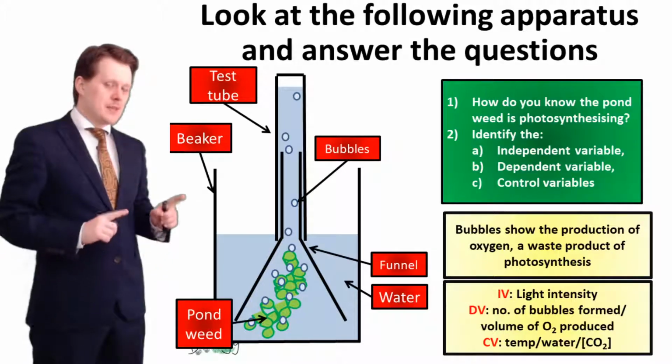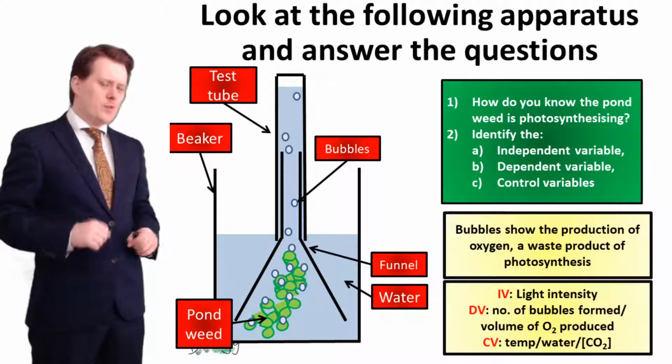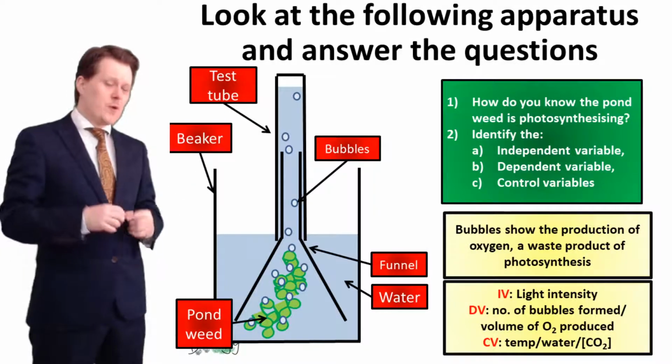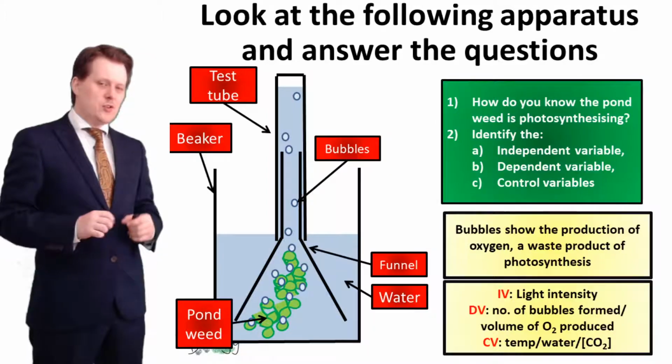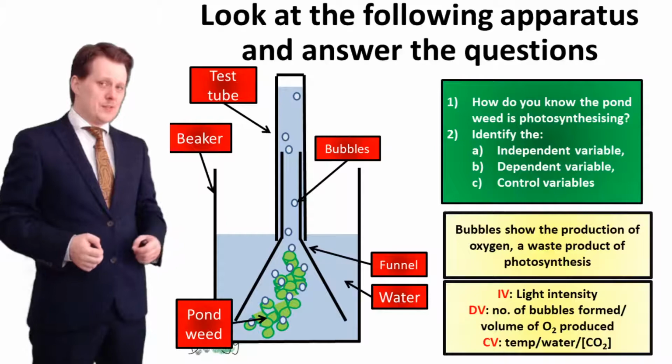You could either count the amount of bubbles which are produced in a certain amount of time, or if you put markings on your test tube to show how much gas is formed, then you could measure the volume of the oxygen produced over a period of time.